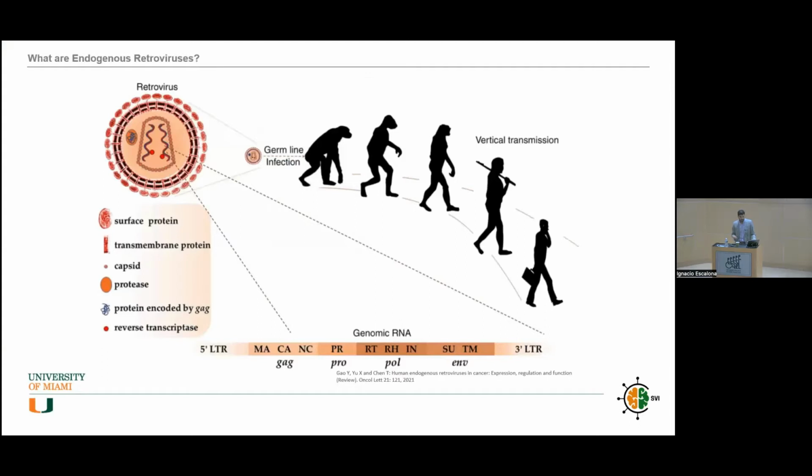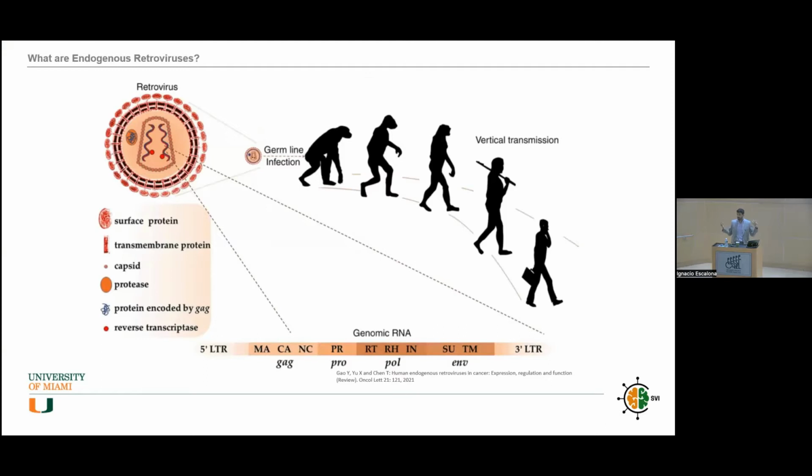Over the next 10 years, as we started to sequence our genome piece by piece, we realized that 8% of our genome was formed of these retroviral elements. So what does that mean? That means that every single person in this room, 8% of our genome has these GAG, Pro, Pol, Env sequences in our genome, but most of the time they're not doing anything.